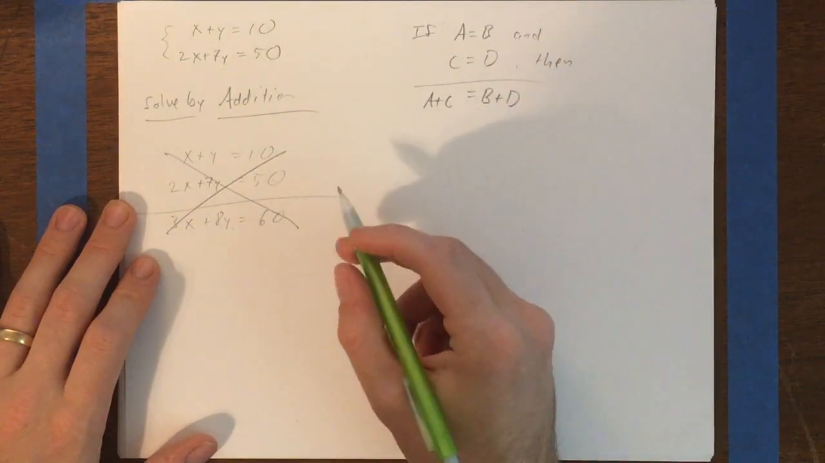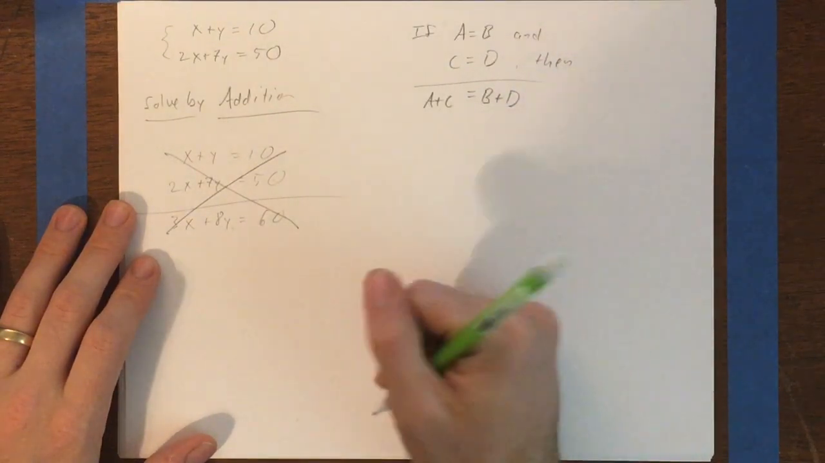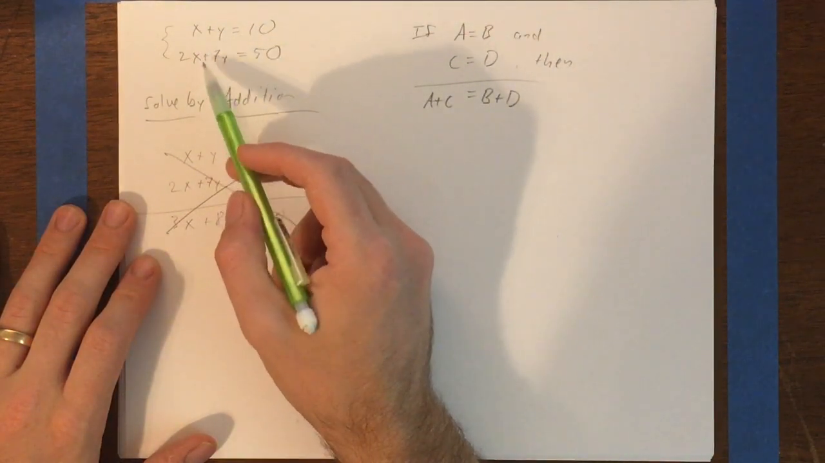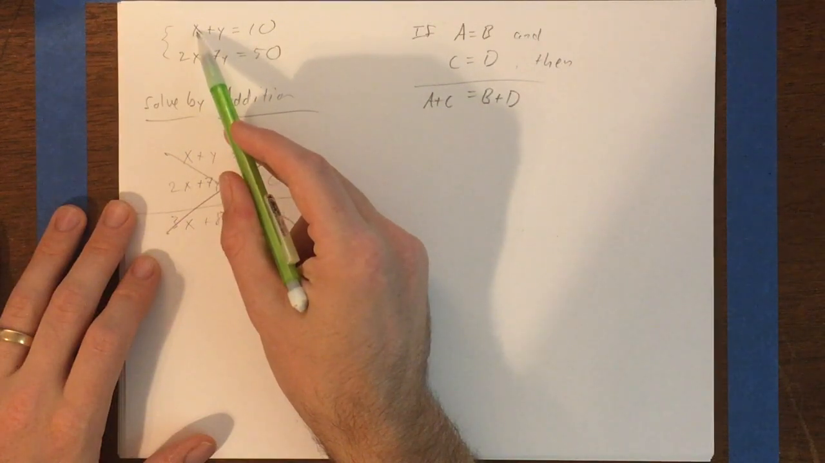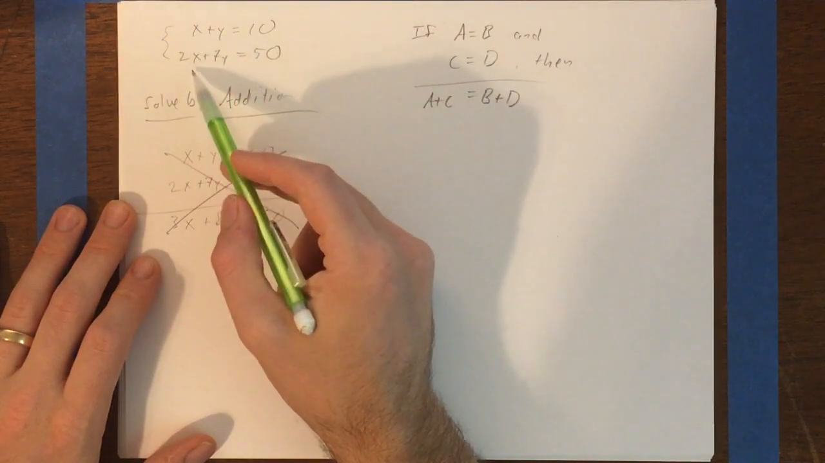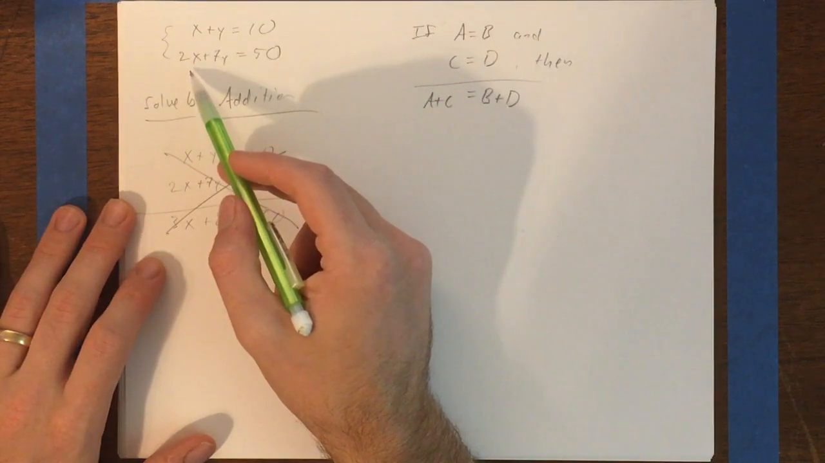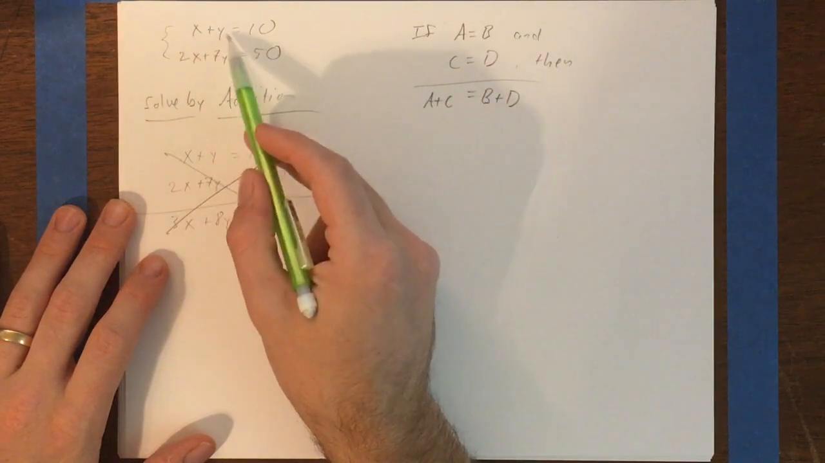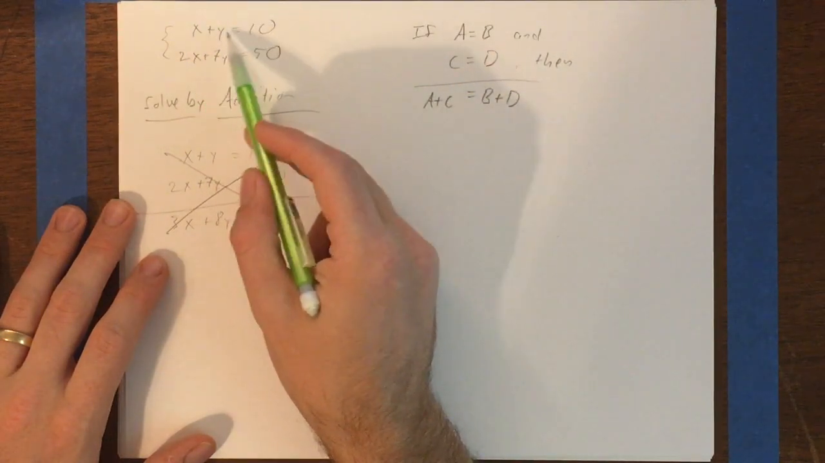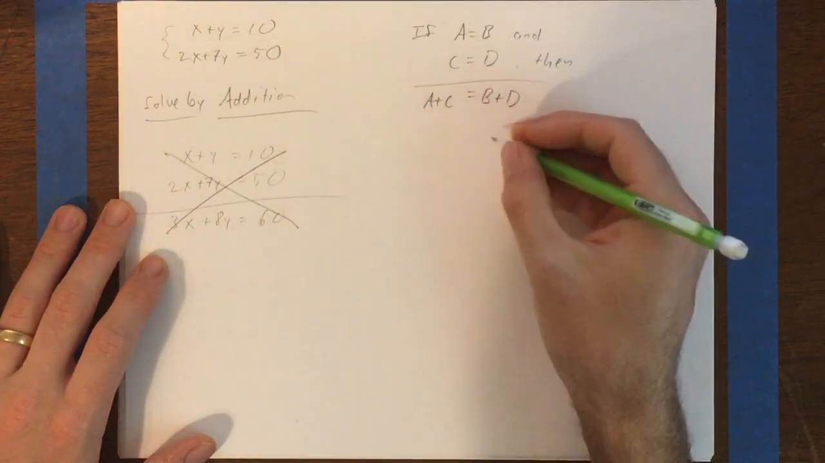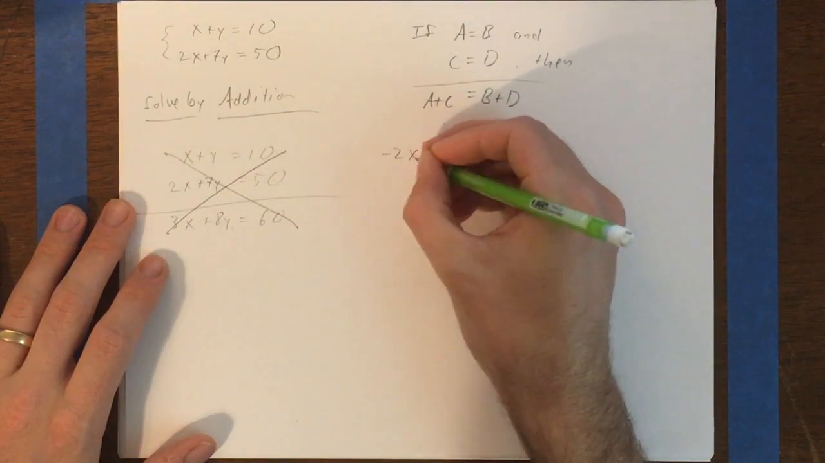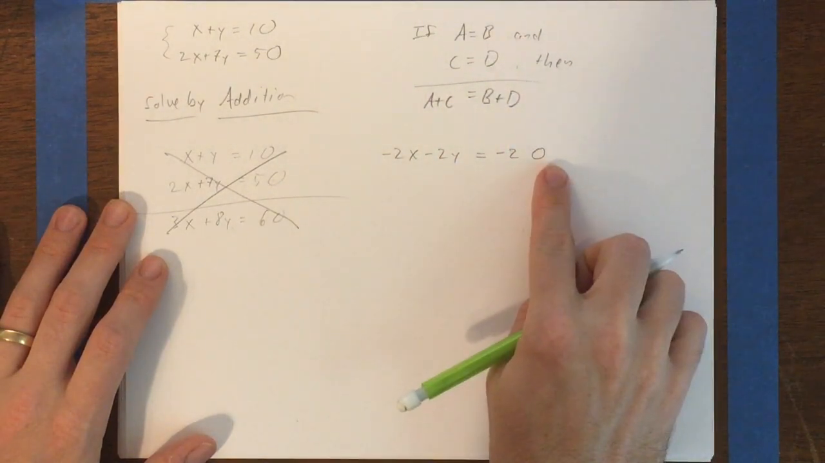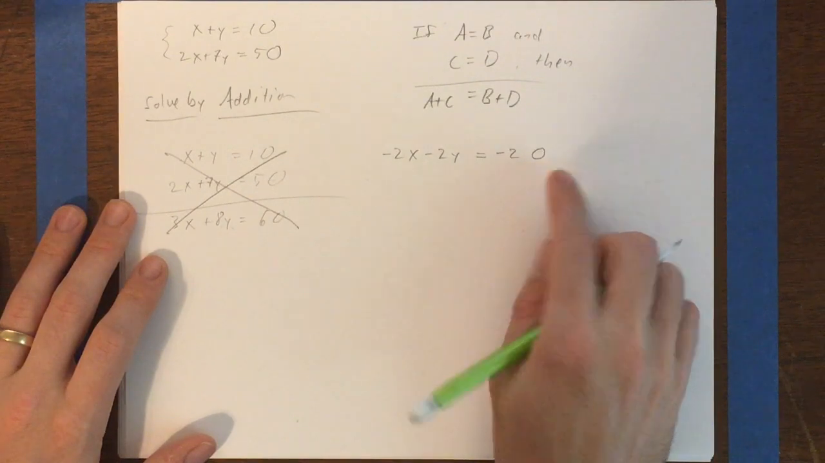What we want to do instead is take one of these equations and modify it. Let's take x plus y equals 10. Say I want to cancel my x's out completely. If I multiply this x by negative 2, then I'd have negative 2x, which would cancel the positive 2x when I add them. But I can't just multiply the x by negative 2. I have to multiply both sides of this equation by negative 2 and distribute that across the addition. So I get negative 2x minus 2y equals negative 20.